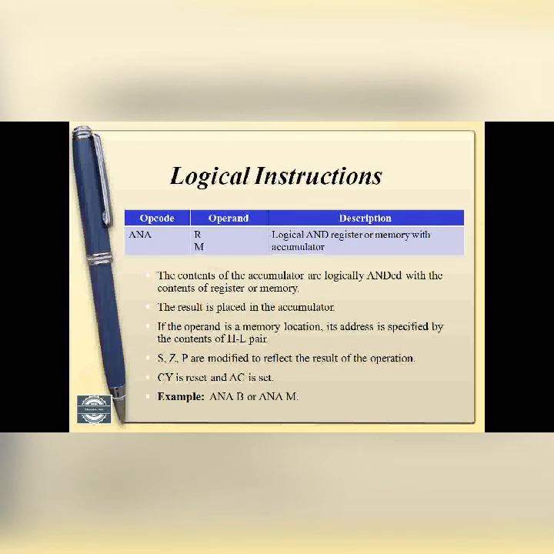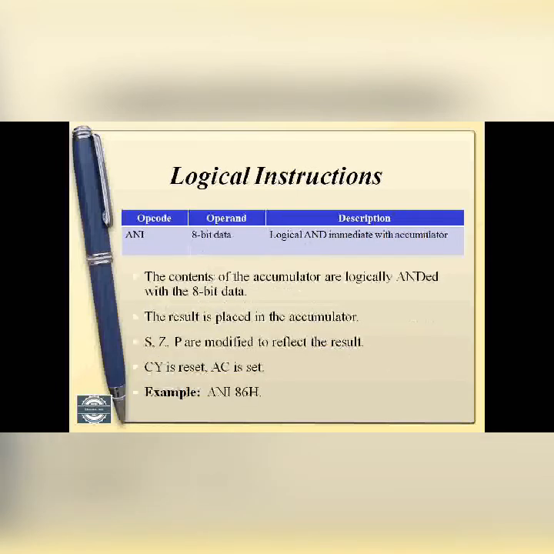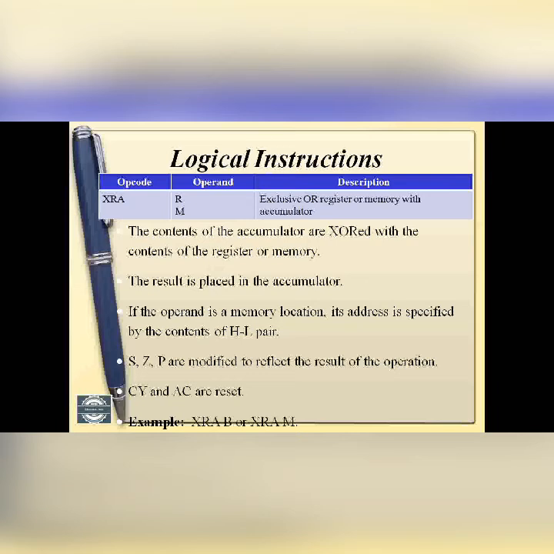Now the next one is ANA. ANA is the logical AND of register or memory with the accumulator. Whatever the content is in the accumulator will be logically ANDed, that means dot producted, with the content of the register or memory. ANI is the immediate operation. I means immediate. The logical AND operation immediate with the accumulator. The same thing.